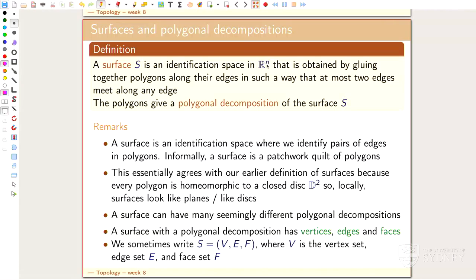Okay, and the only real information you should take away from this slide is that whenever we have such a decomposition, we can say a surface has vertices, edges, and faces, very similar to our graphs. We are now one dimension up, so we have faces as well. And what are they? The vertices are the vertices of the polygons, the edges are the edges of the polygons, and the faces are the faces that I glue in the middle of the polygons.